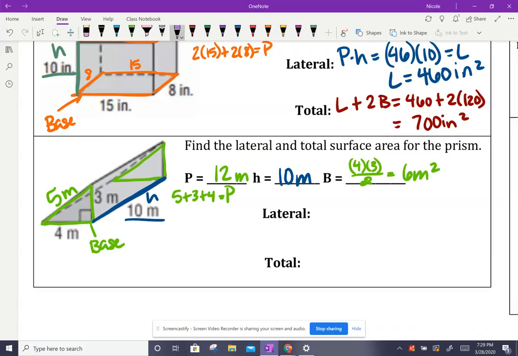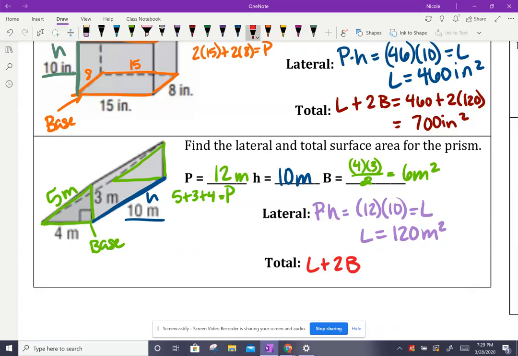Now for lateral, we take perimeter times height. My perimeter was 12 times height, 10. So our lateral is 120 meters squared. Remember, we are multiplying 2 meters together, so it becomes meters squared every single time. And then we take our lateral plus 2 times the base for our total surface area. Our lateral was 120 plus 2 times 6, which gives us a total surface area of 132 meters squared.